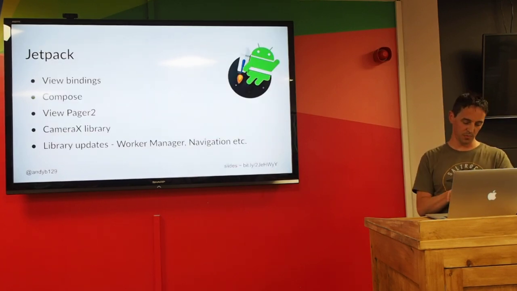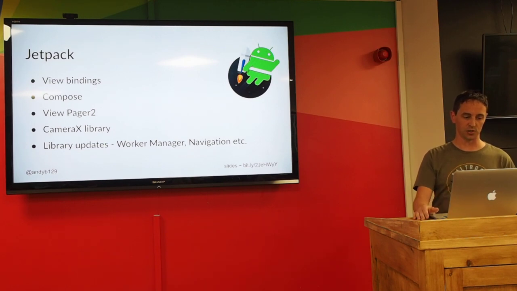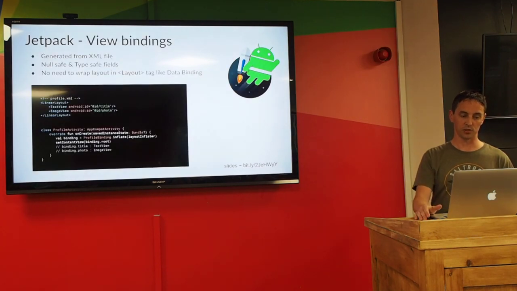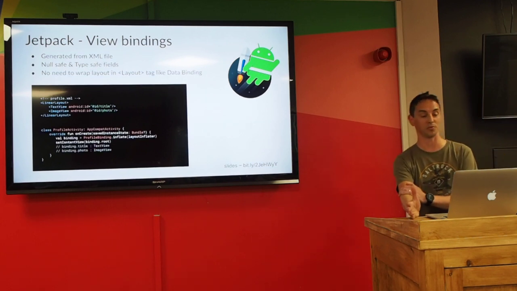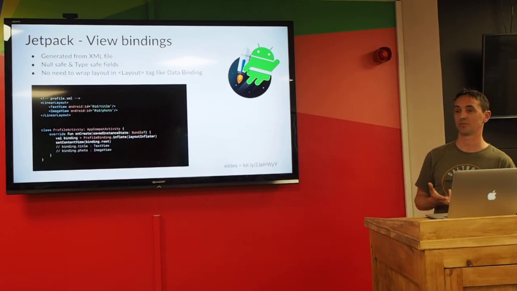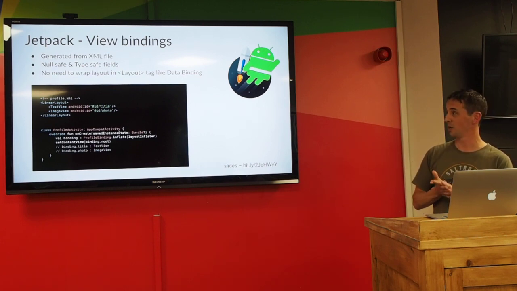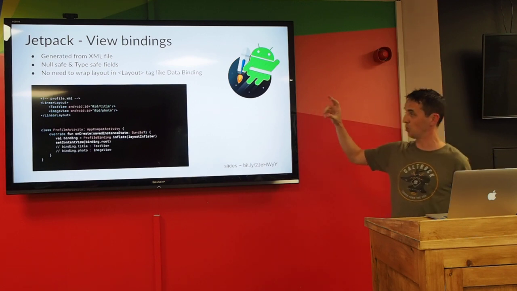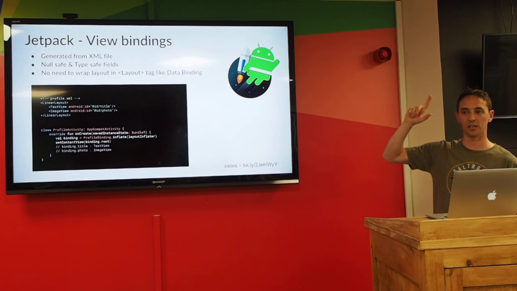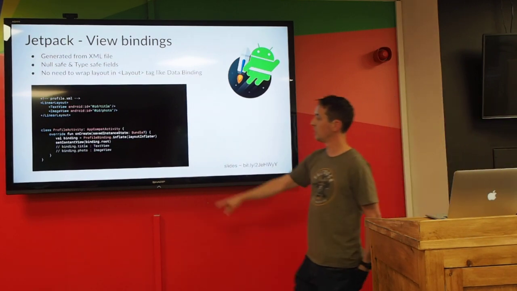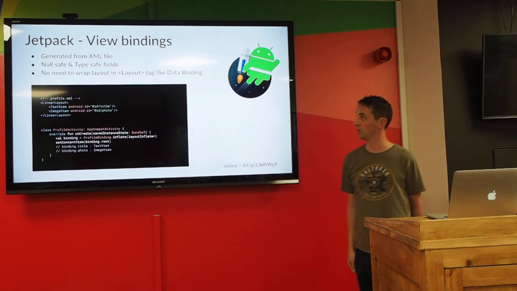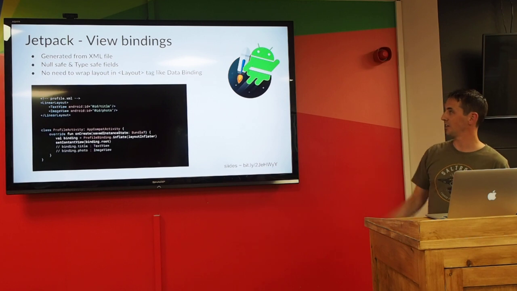So quickly on to Jetpack. We've got view bindings, Compose, ViewPager 2, as I said, loads of updates. Just a quick one on view bindings. There are several different ways to bind views in Android. You've got Butterknife, you've got Kotlin synthetics. This is another way, but they're proposing that this is the best of the bunch. It's based on data binding, but the difference is that you don't need to wrap your layouts in the layout tag to get the bindings. You just initiate it like this, and it generates all the view IDs from your XML, and then you're off to the races. So yeah, that's interesting.